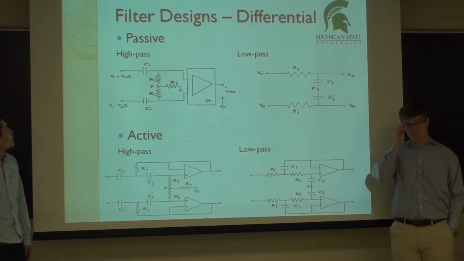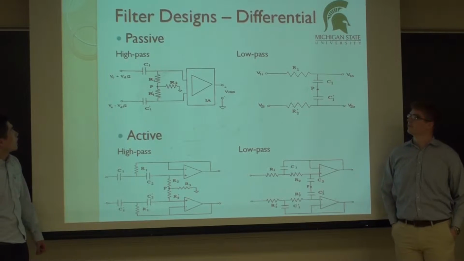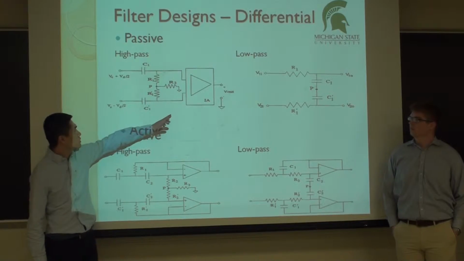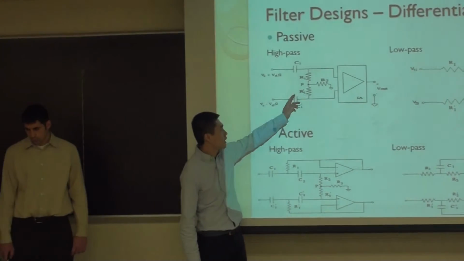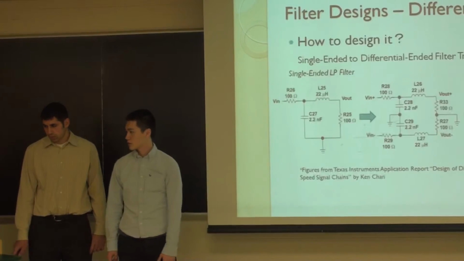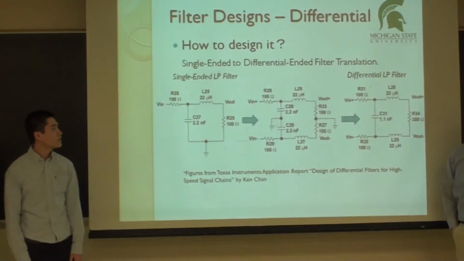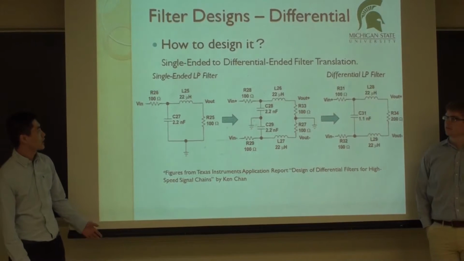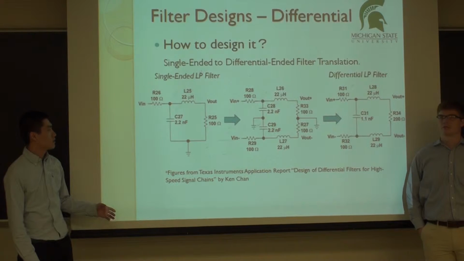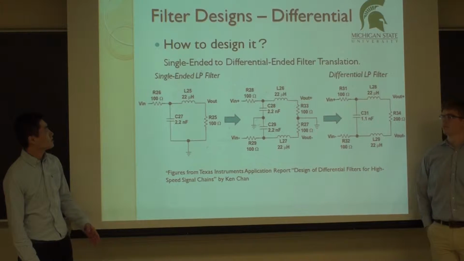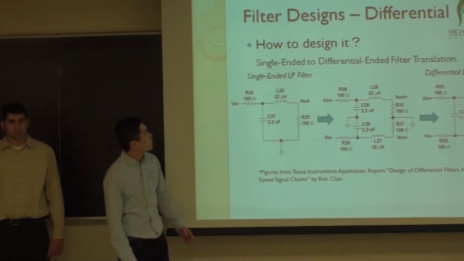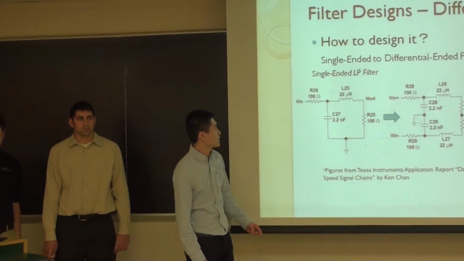You can see from the passive high-pass differential filter example, the right end of the circuit is a differential amplifier. This is how they interface with each other. You can find from the last slides that all of those filters are symmetric. So why is that? The reason is the process of designing them.